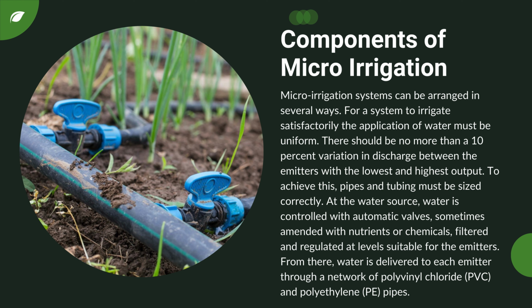At the water source, water is controlled with automatic valves, sometimes amended with nutrients or chemicals, filtered and regulated at levels suitable for the emitters. From there, water is delivered to each emitter through a network of polyvinyl chloride, PVC, and polyethylene pipes.